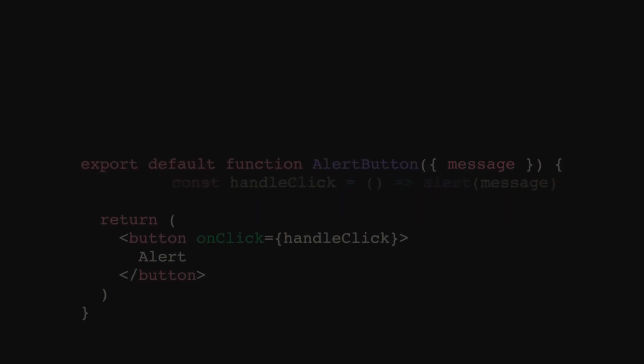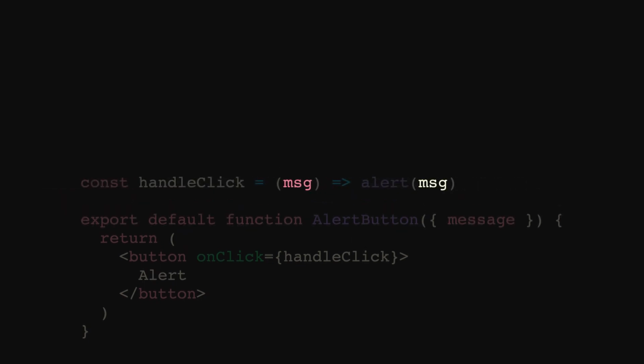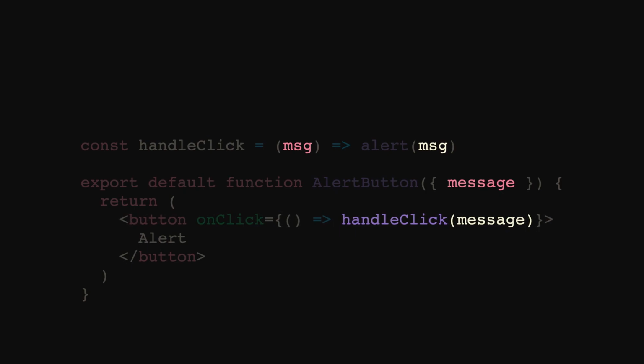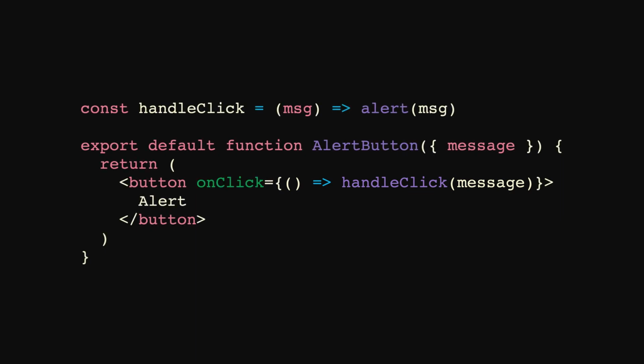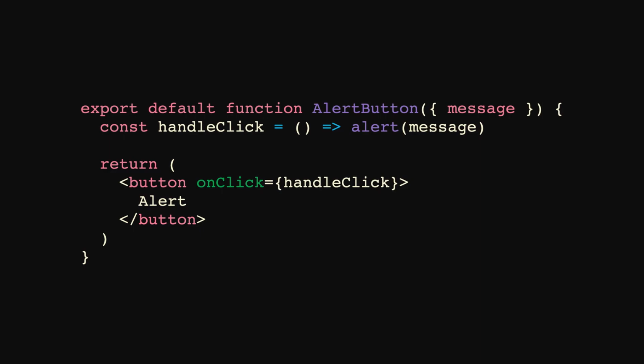By declaring our handleClick function inside of our component, we automatically have access to the message prop via JavaScript's normal lexical scoping rules. Notice what happens when we move handleClick outside of the component. We no longer have access to message via scope. Instead, we have to pass it as an argument to handleClick, which forces us to create another function that we pass to onClick. This indirection is unnecessary and is a good indication that we should move handleClick back inside of our component so we can take advantage of lexical scoping.